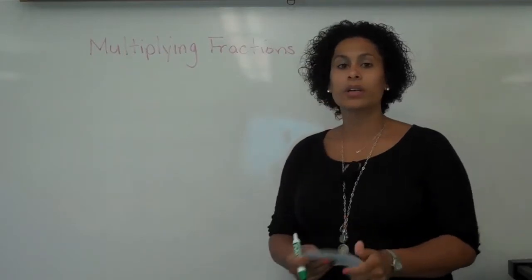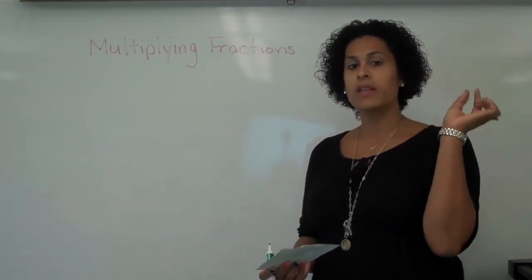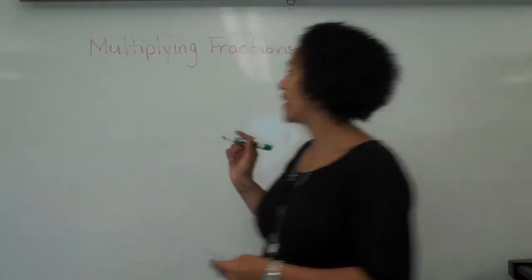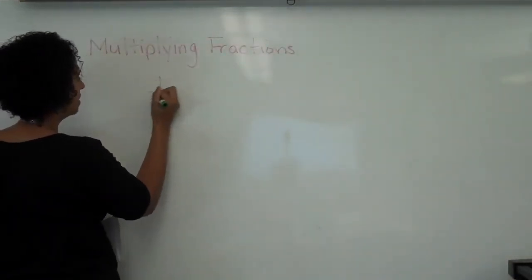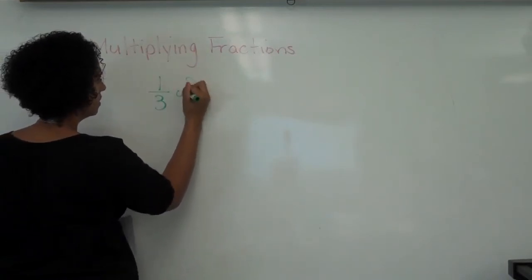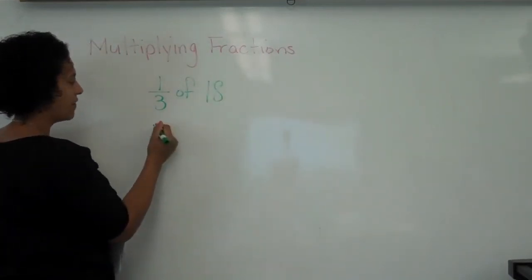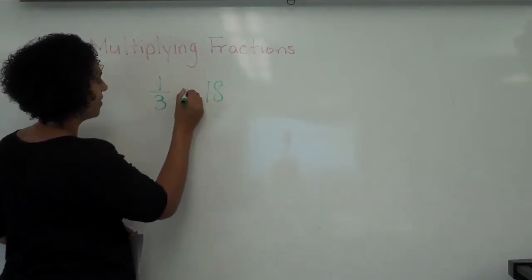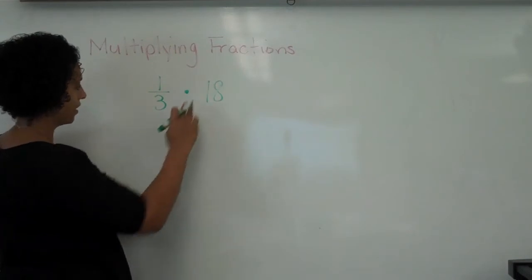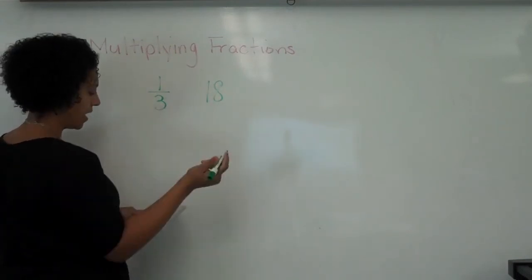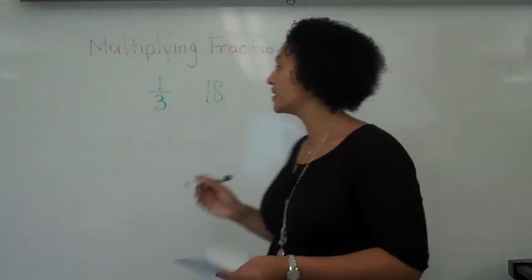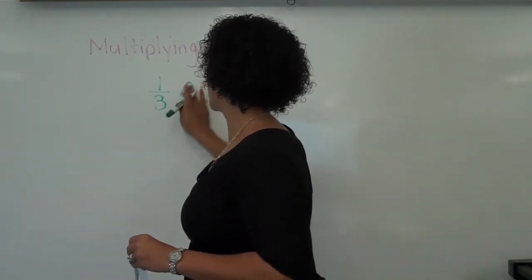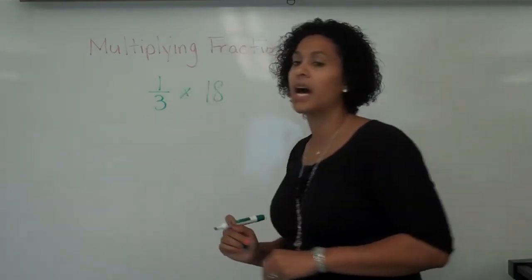Alright, so we're going to really focus on that green note, that cross-simplifying. So the first one we're going to do together is 1/3 of 18. This is the same as if I said 1/3 times 18. It's the same as having this little dot in here, which means 1/3 times 18. Okay, so I could express this in a couple different ways, which we're going to talk about in class, so I'm not going to focus too much on that. So I'll use the multiplication symbol, 1/3 times 18.